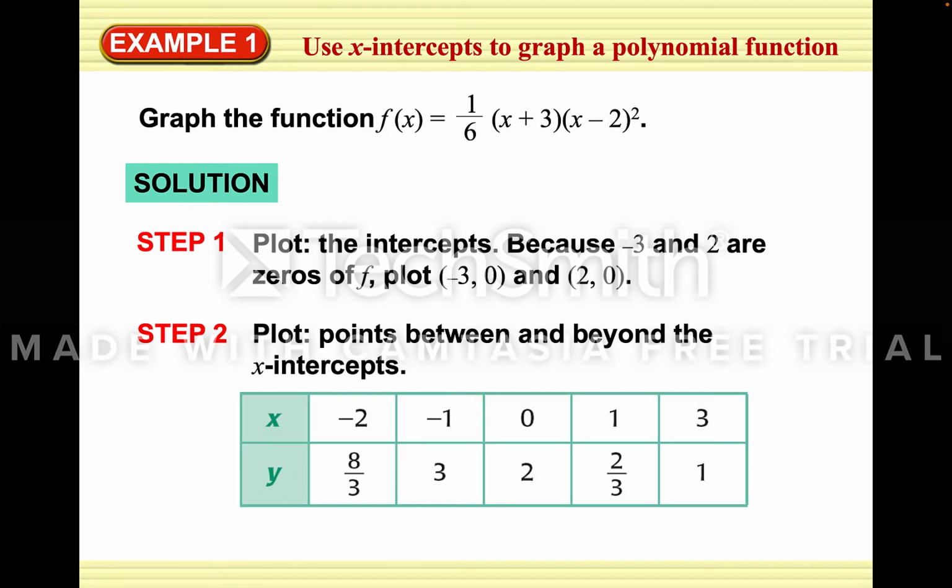And then we're going to pick some points between -3 and 2, and then some beyond that, some that are smaller than -3 and larger than 2. So we've got some between the two values, and then one that's larger. So we're plugging in -2. Remember, we just plug it in right here and we evaluate, and we get 8/3. If we plug in -1 and we evaluate, we're going to get 3. If we plug in 0, we're going to get 2. If we plug in 1, we get 2/3. When we plug in 3, we get 1.